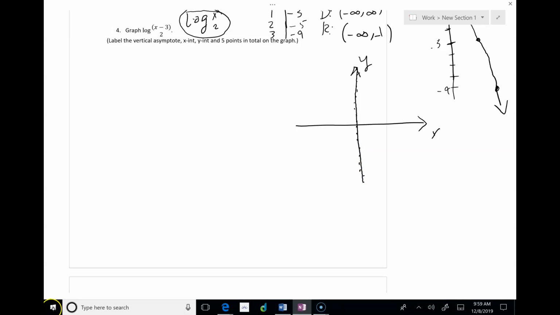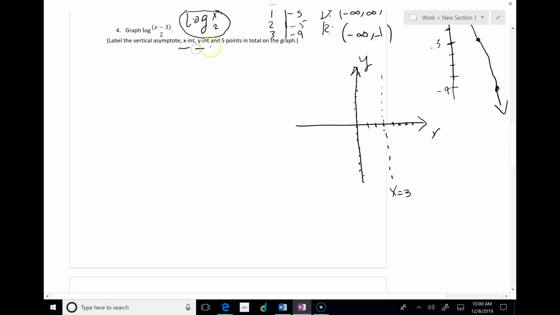So log of x minus 3 means move 3 to the right. So the new vertical asymptote would be here, x equal to 3. And the graph of log will be after that. There will be no graph of log before the asymptote. So pick the points 4, 5, 6, 7, and on. Those are the points that you can take.